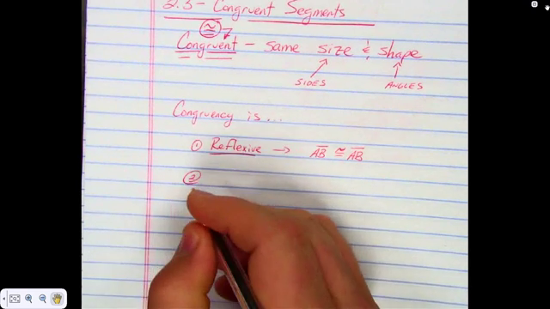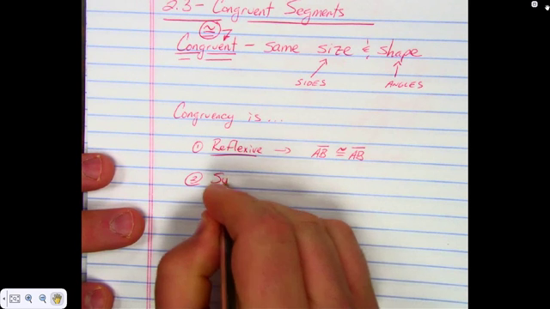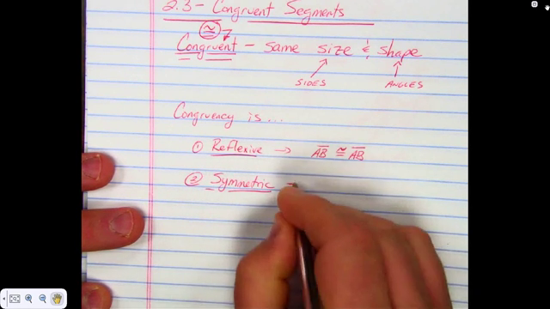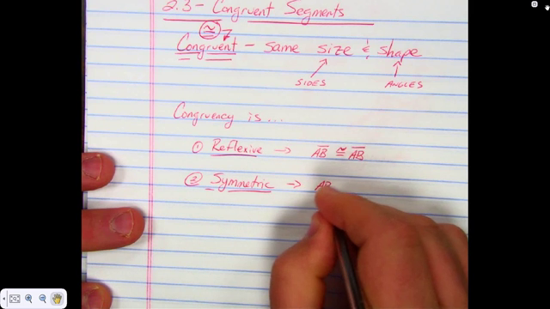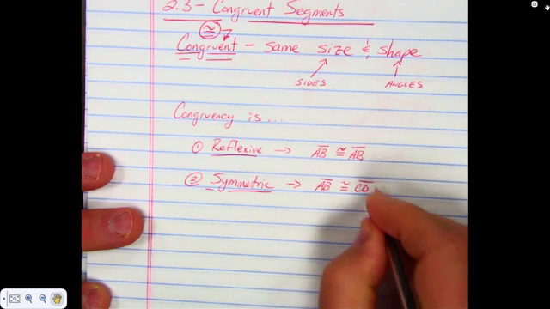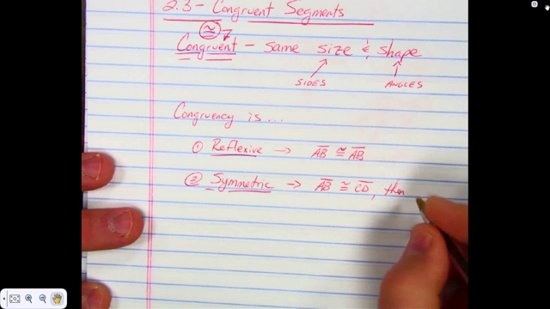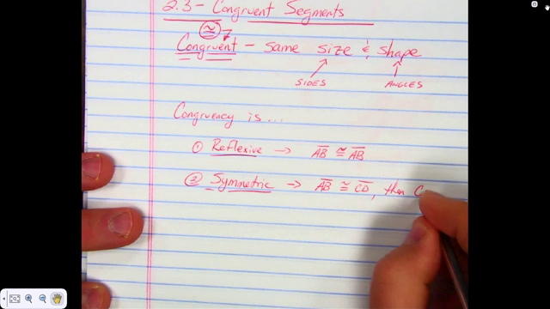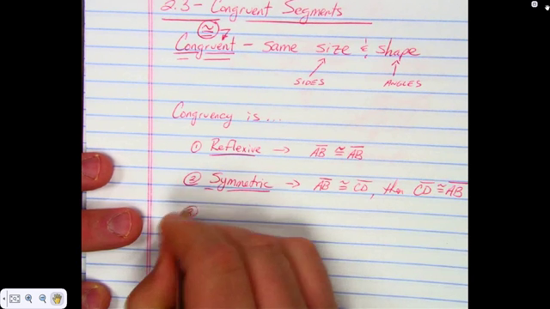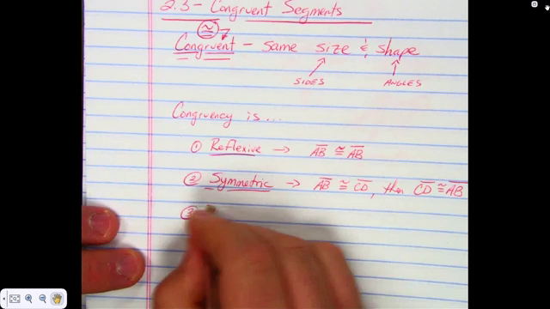Congruency is also symmetric, and that means it doesn't matter what order. If AB is congruent to CD, then CD is congruent to AB.